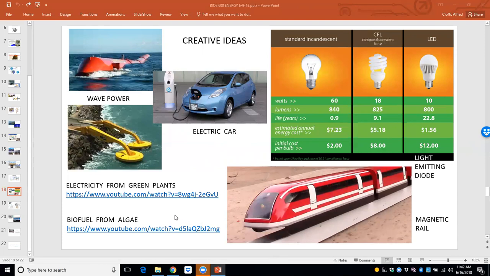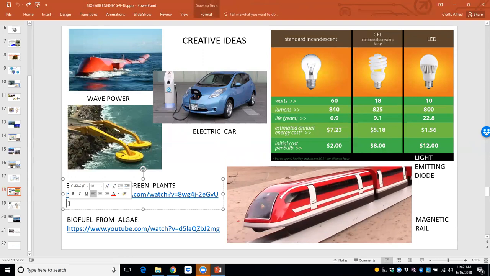A couple of other creativity here from actual biofuel. In other words, generating electricity from plants. This is a discovery that has been made that plants produce, in a collaborative system with the bacteria that live in the soil, and they feed from the excess glucose of the plants, all right?